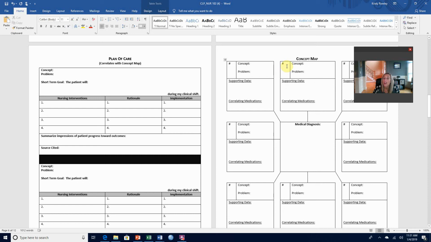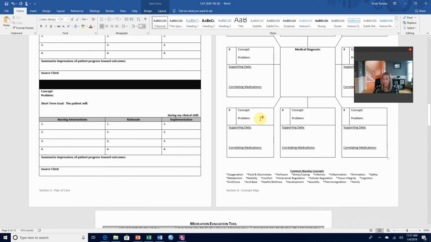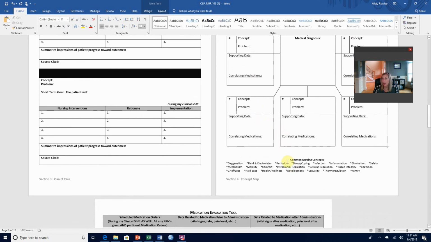Here in this little small box is where they will number the importance of those problems and those concepts. So, this is nursing, so breathing comes first, right? So we would put 1 here because our concept was oxygenation, and then 2 here, which is under the concept of perfusion. Here is what I was talking about earlier, that common list of nursing concepts.